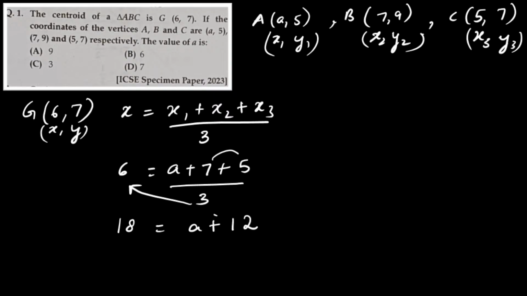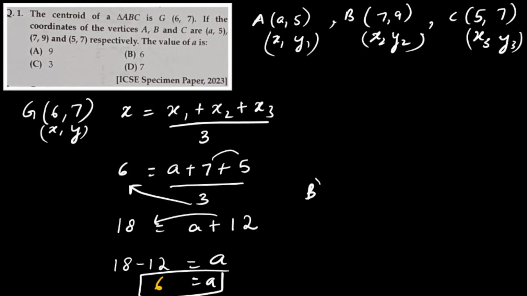This is 12. Now 12 will shift to the other side. So 18 minus 12 is equal to a. That means a is equal to 5. Wait, 18 minus 12 is 6, not 5. Yes, so a's value is equal to 6. So that means option B.